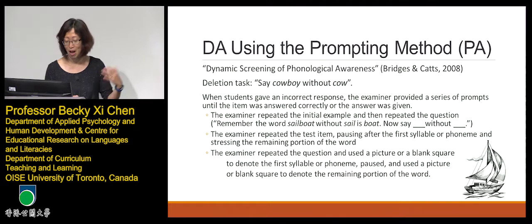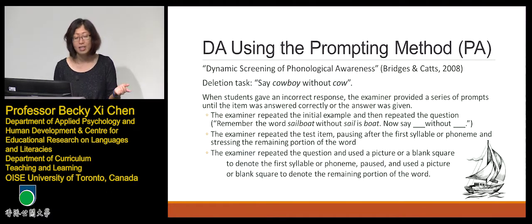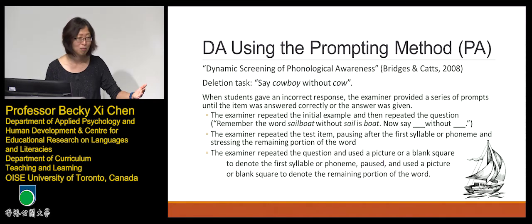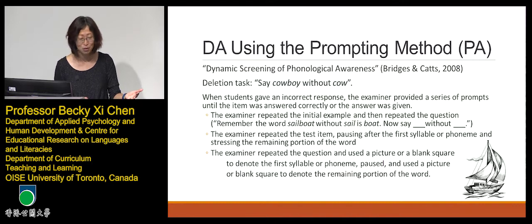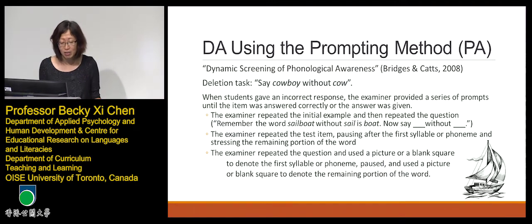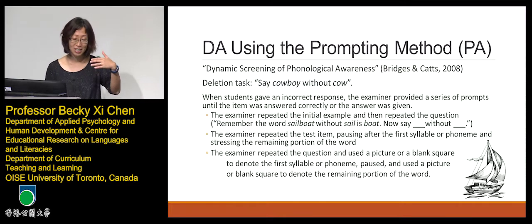So I'll just walk you through the steps here. If a student answers this question incorrectly, you can repeat the initial example and then repeat the question. So just kind of show them how to do it. So, okay, remember the word sailboat without sail is boat. So now say cowboy without cow. So you give them an example and see if they can follow your example. So that's the first prompt. If they can do it, then great, you can stop there. But if they still can't do it, you give them another prompt.